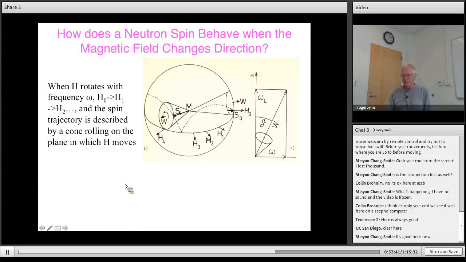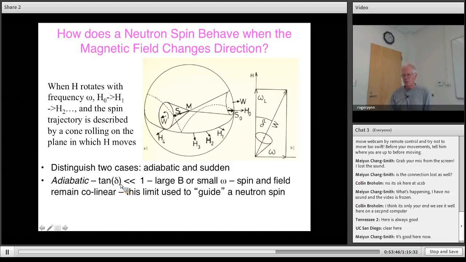There are a number of different cases that you can imagine here. One obvious case is where you do this slowly, and the other case is where you do it very fast. The slow case is where you would just rotate it around here. The fast case is where you'd suddenly switch it from here to here in a very small amount of time.